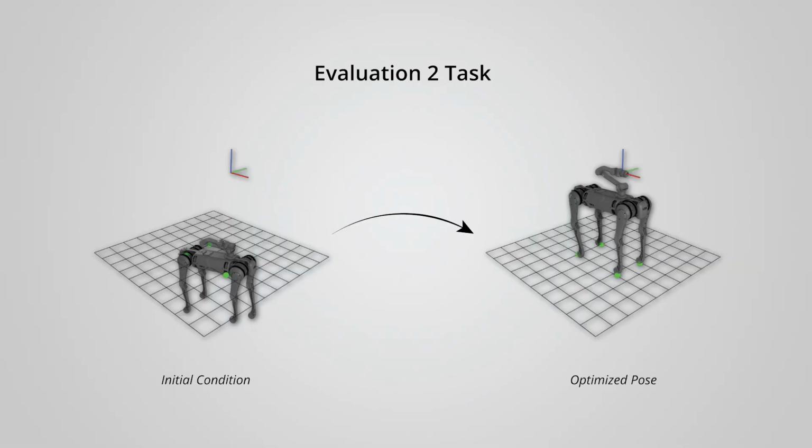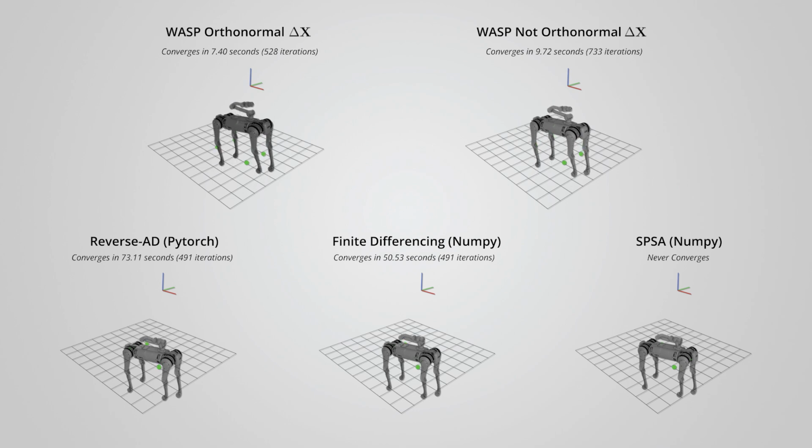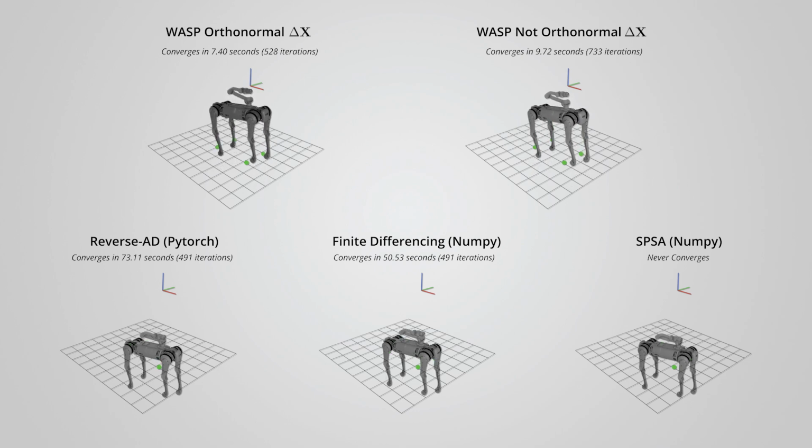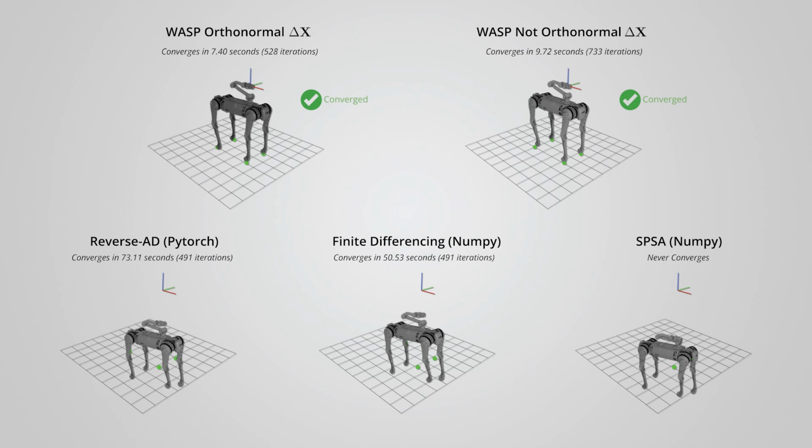We now illustrate an example output from the second evaluation in our paper. Evaluation 2 involves using a route finding procedure to get a quadruped robot to match its feet and end effector to specified poses. We see that our WASP conditions converge much more quickly than alternative approaches. In particular, as analyses in our paper would suggest, the WASP condition with an orthonormal delta X matrix structure converges even faster and more stably. In general, the results in our paper suggest that our approach may afford significant speedups for similar applications in robotics and beyond.